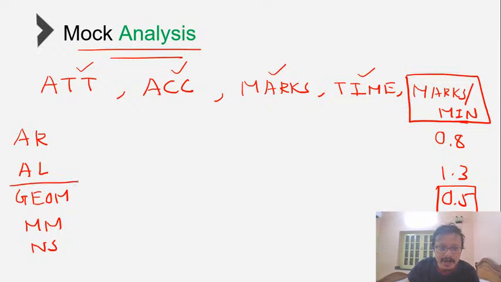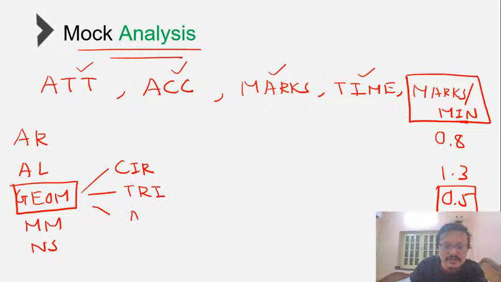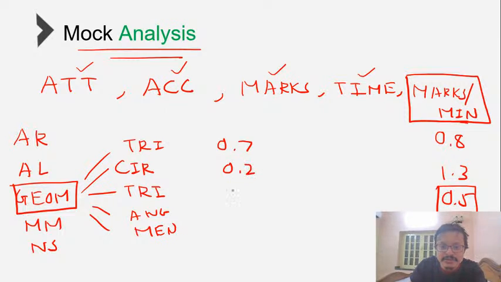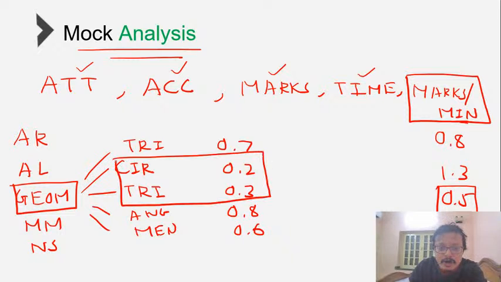So what do you do? First you narrow down to geometry, and then you do a sub filter. Within geometry you check which are those topics where your marks per minute is going down primarily. For example, let's say circles, triangles, angles, mensuration and trigonometry. Now let's say it comes out something like this: 0.7 in trigonometry, 0.2 in circles, 0.3 in triangles, 0.8 in angles, 0.6 in mensuration. That automatically means these are the two areas which are your very big weak zone. So when you are attempting in the subsequent mocks or in your CAT exam, the simple strategy that you follow is do not even try attempting questions from circles or triangles.